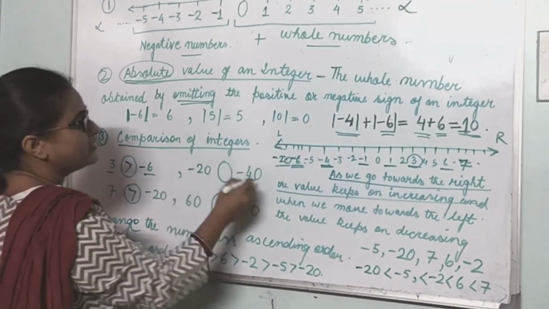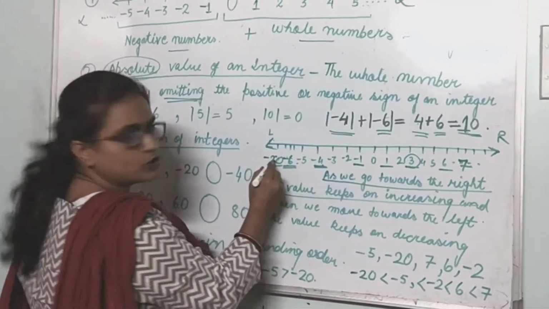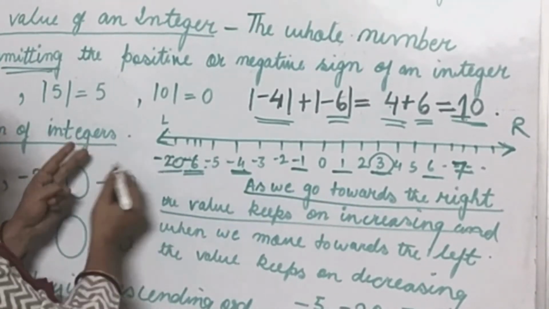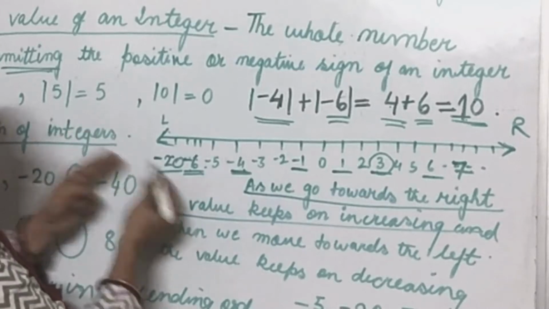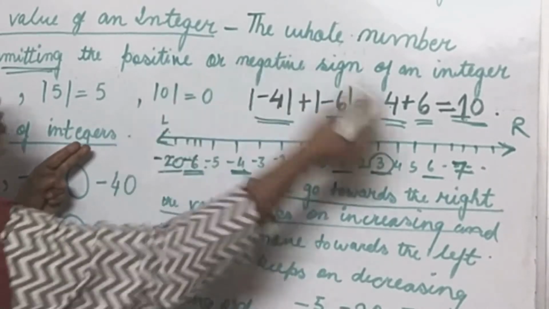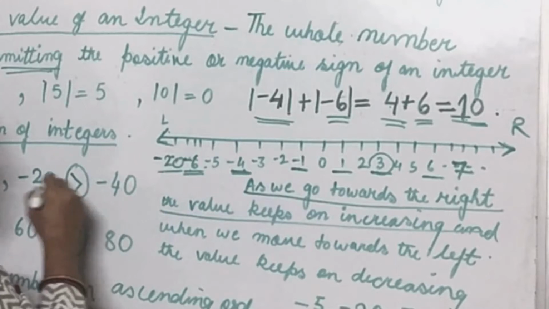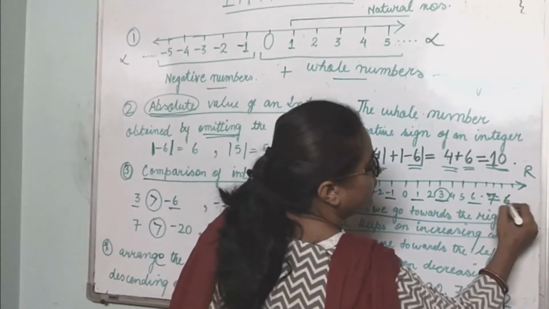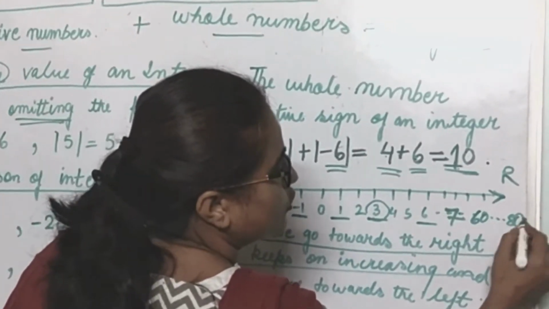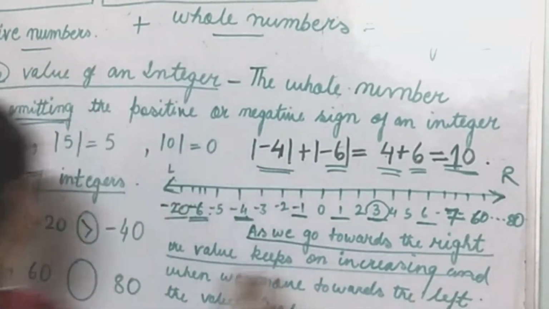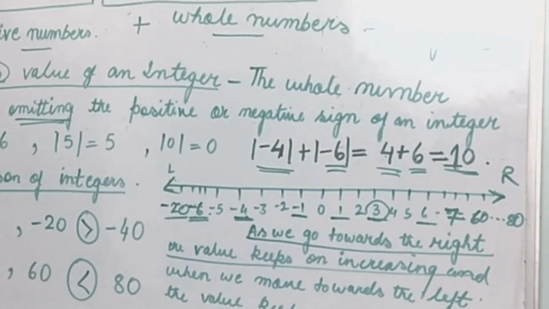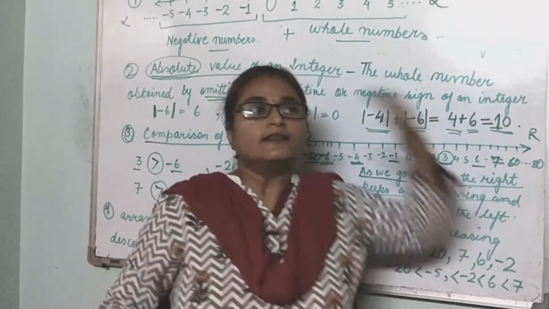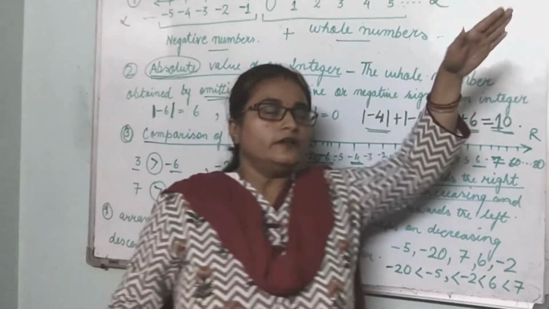Now if I consider minus 20 and minus 40, this is minus 20, and minus 40 is somewhere over here. Which number is towards the right? Is it minus 20 or minus 40? It's minus 20, so minus 20 is greater. And suppose 60 and 80. 60 will be here, after that comes 80. Which one is towards the right? 80. So 80 is greater. Hope this part is clear. As we go towards the right, the value keeps on increasing.